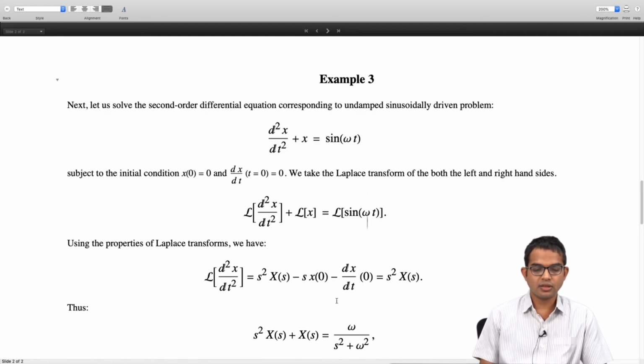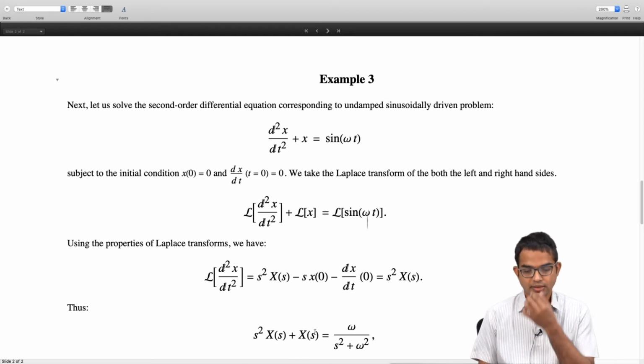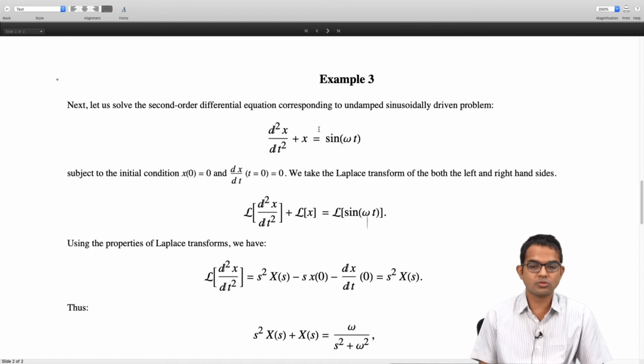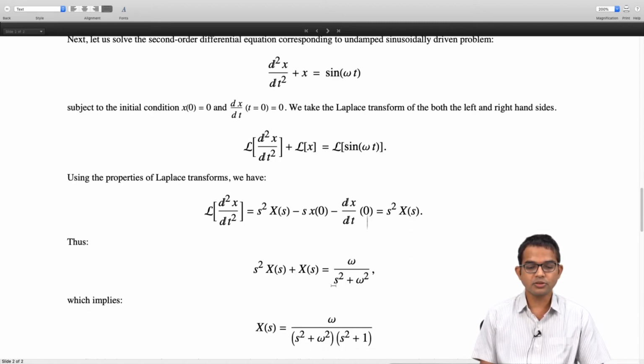And then the algebraic equation now becomes s squared x of s plus x of s equal to the Laplace transform of sine of omega t. Either you can work it out or look it up from the table, it is just omega over s squared plus omega squared. So therefore, x of s is omega divided by s squared plus omega squared, divided by s squared plus 1.